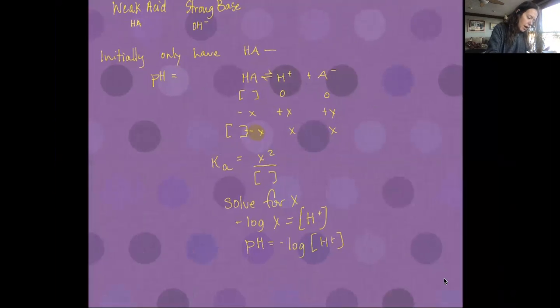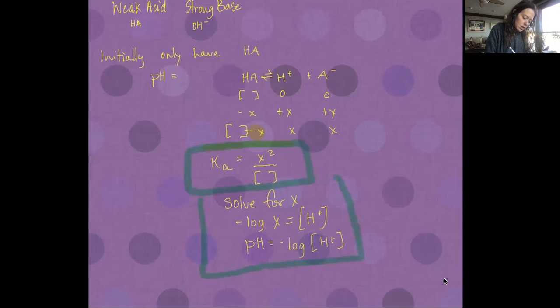So if we only have HA, we're simply going to use our Ka to solve for X. Let me change my color there, guys. And then, you guys see this, right? Hold on, that does not belong there. X equals H plus, I'm sorry about that.